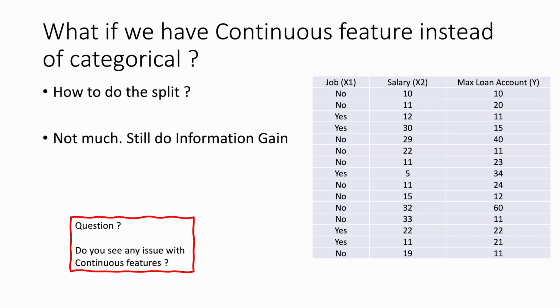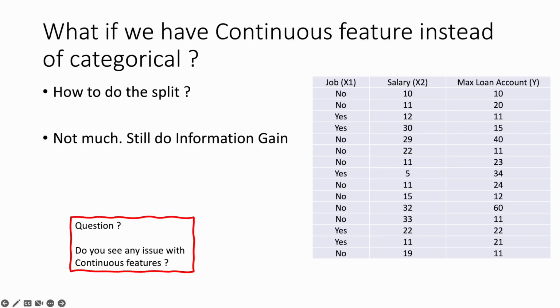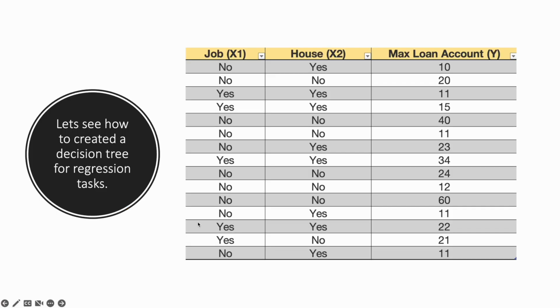So that's the disadvantage. Now, the next question is, what if we have a continuous output variable y instead of a categorical one? What if we have a continuous y? So this becomes a regression problem, right? So that is called decision tree regression. Let's see how that works.